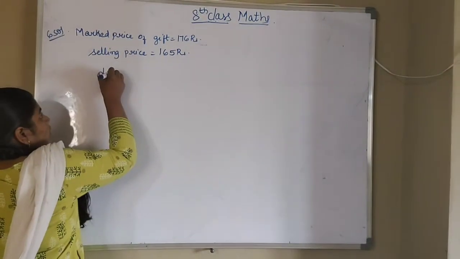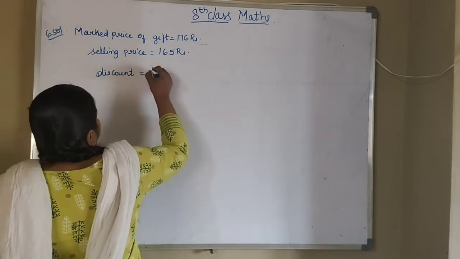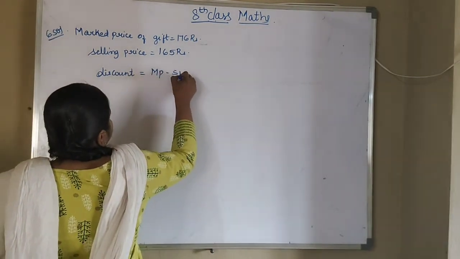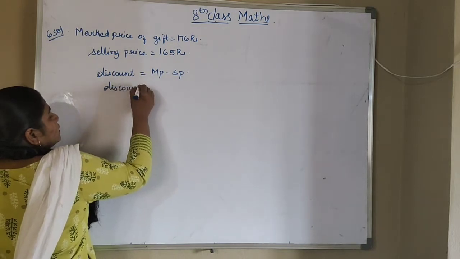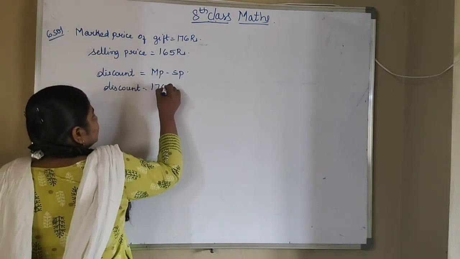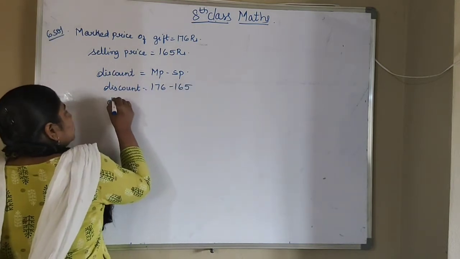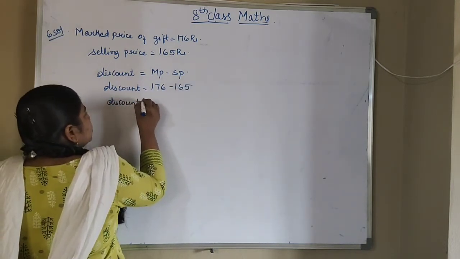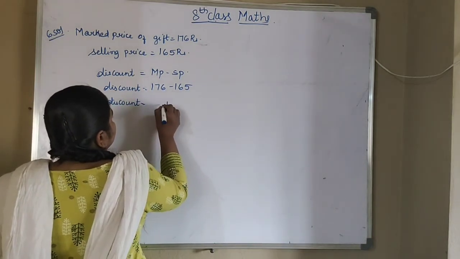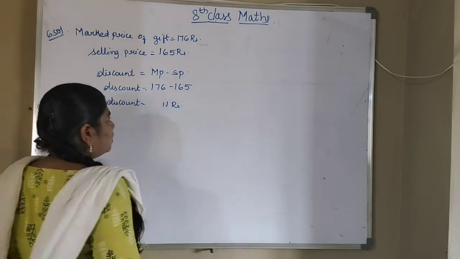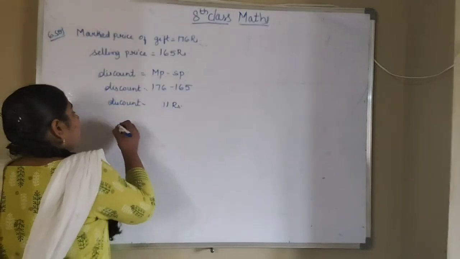So discount is equal to, what do we have to do? MP minus SP. That is, discount is equal to, what is the MP value? 176 minus 165 rupees. So discount is equal to 5 minus 4 is 1, 7 minus 6 is 1. So what is the discount value here? 11 rupees. Now what do we have to find? We have to find the discount percentage.